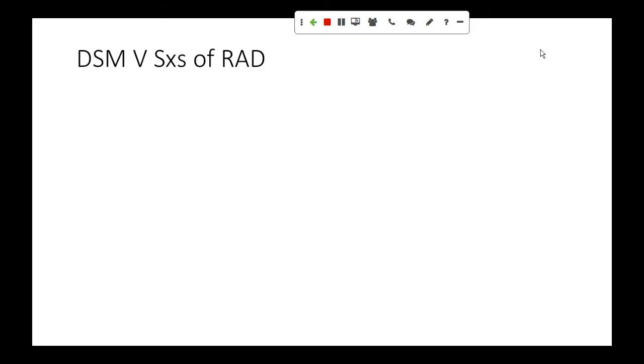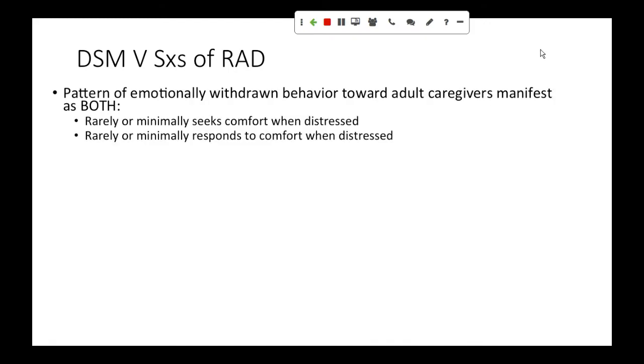Okay, so although I don't usually like to go through the DSM-5 list of symptoms and diagnostic criteria, I wanted to just do it quickly here. So for reactive attachment disorder, it's basically the pattern of emotionally withdrawn behavior toward adult caregivers, and it has to happen in both kinds of situations. Both the youngster will not seek out comfort when distressed, but also the youngster will not respond to comfort when they're distressed. So it is different than an easily distressed youngster who is consolable. Okay, very important distinction.